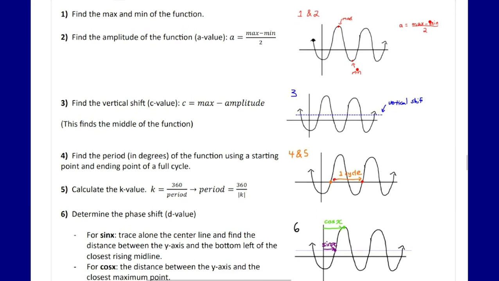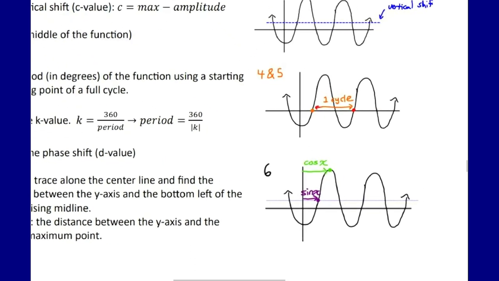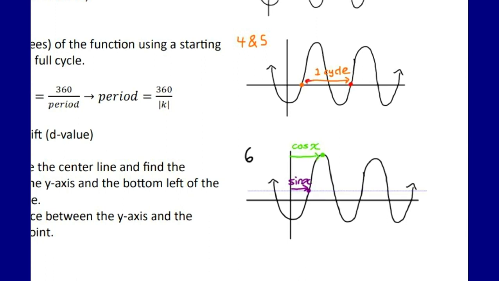Finally, I'm going to look for the phase shift, or the d value. Now this one there's no fancy way to do this. You're basically starting at the y-axis. For sine, you're going to move from the y-axis to the bottom left of the closest rising portion of the midline. So if we look on our graph here, we start at our y-axis, we move till we hit the increasing portion at the midline, or the first time we do that.